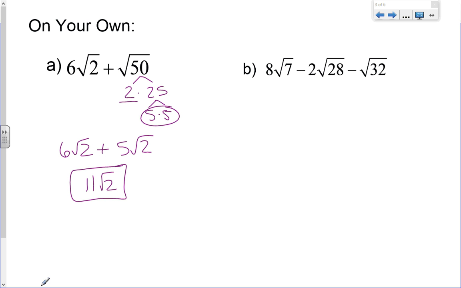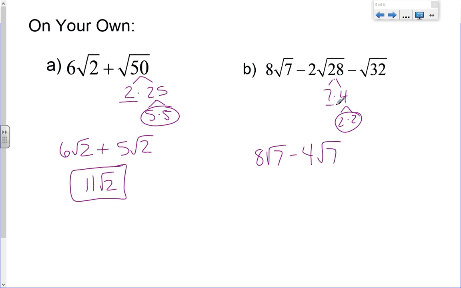When we take a look at letter B, we have 8 square roots of 7 minus 2 square roots of 28 minus square root of 32. Once again, I'm going to try to get a 7 there. I've got 7 times 4. The 4 is a perfect square of 2 times 2. So this is 8 square roots of 7. This is going to be 4 square roots of 7 when we do 2 times 2.